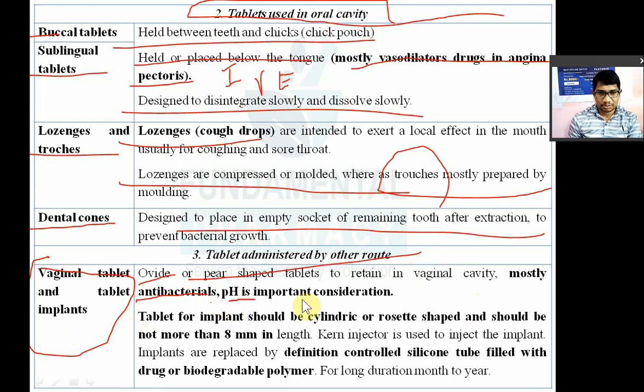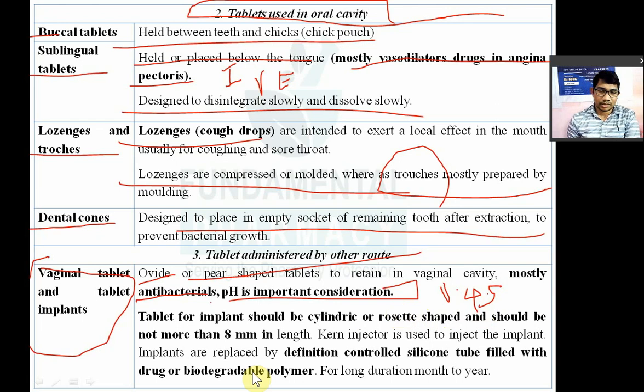pH is an important consideration for these tablets, because the pH of these tablets should match the pH of vaginal fluid, that is around 4.5. Otherwise, what happens if the pH is not matched? There is irritation in the cavity.